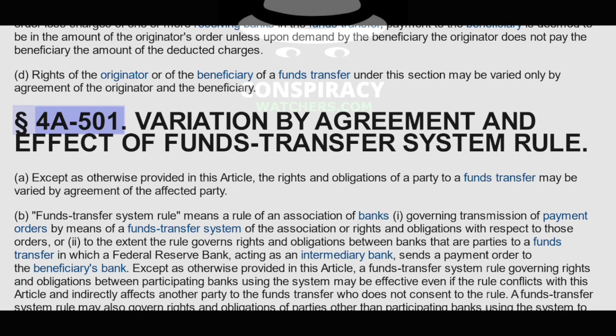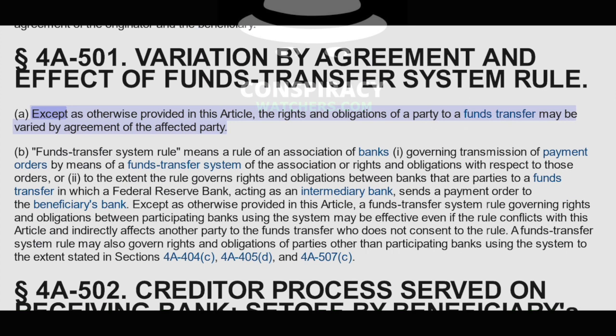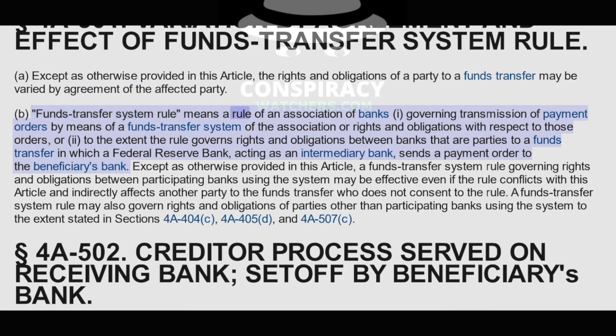Section 4A501. Variation by agreement and effective funds transfer system rule. Except as otherwise provided in this article, the rights and obligations of a party to a funds transfer may be varied by agreement of the affected party. Funds transfer system rule means a rule of an association of banks governing transmission of payment orders by means of a funds transfer system of the association or rights and obligations with respect to those orders, or to the extent the rule governs rights and obligations between banks that are parties to a funds transfer in which a Federal Reserve Bank, acting as an intermediary bank, sends a payment order to the beneficiary's bank.